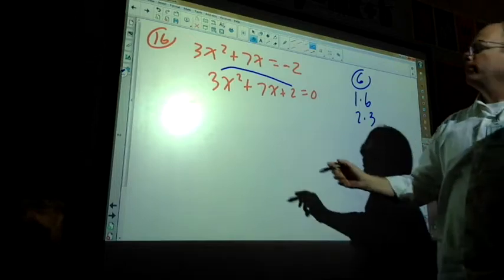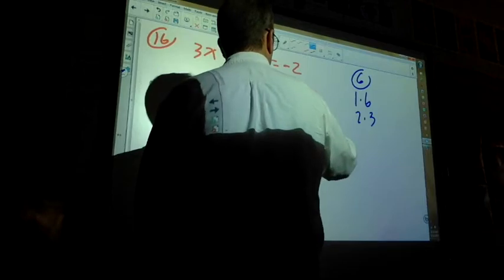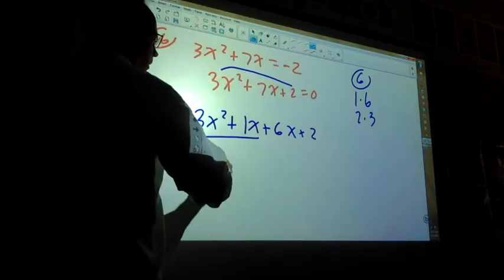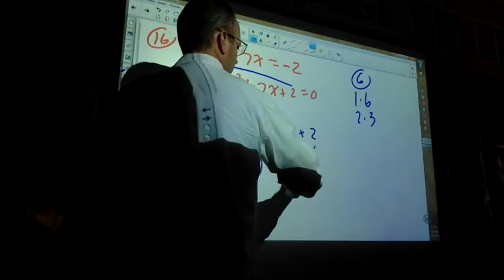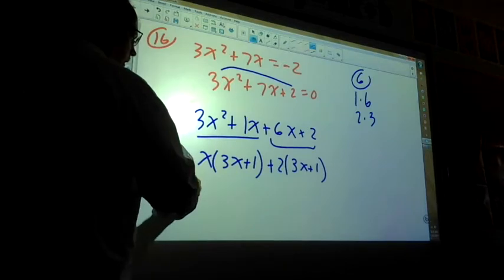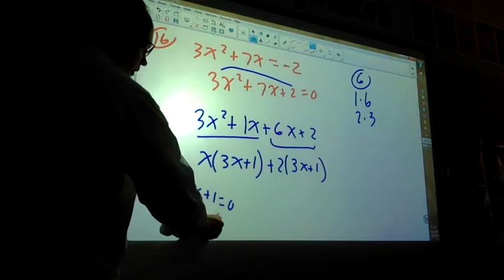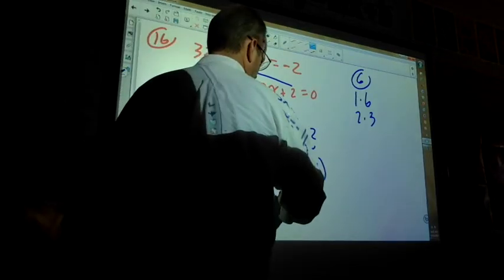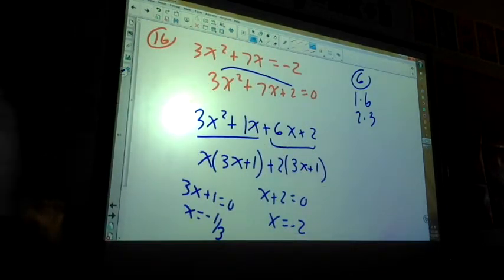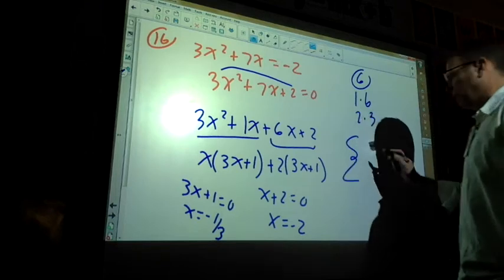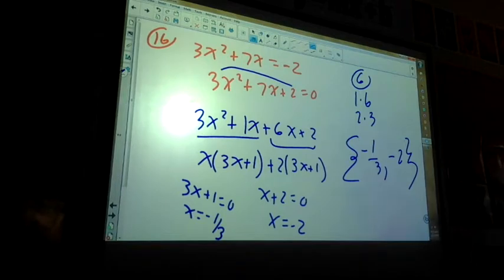Cool. Second, 3x squared plus 1x plus 6x plus 2. I have an x in common. I have a 2 in common. And so I get 3x plus 1 is one answer. So that becomes x equals negative 1/3. And then I get x plus 2 is the other answer. There's my two answers. And again, I could write these answers in these fancy brackets like this. So I get negative 1/3, comma, negative 2. Order doesn't matter. Again, it's not a point.